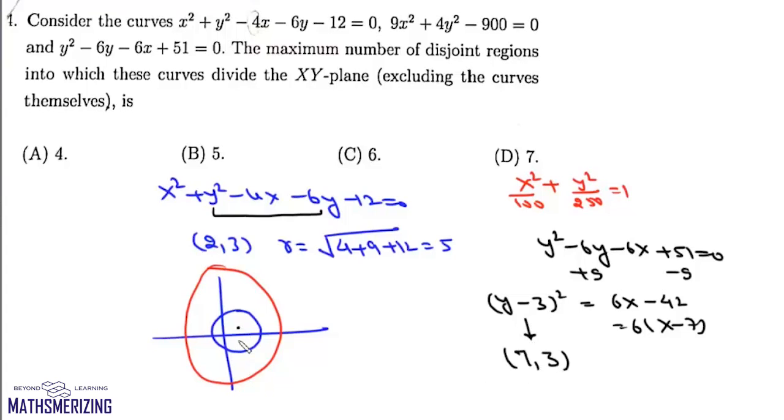Now the center of this circle is at (2, 3) and radius is 5. So this point is (7, 3), which is the vertex of the parabola. So if we draw this parabola, it will be drawn like this. Now the maximum number of disjoint regions in this xy plane will be, now we have 1 region and then 2, 3, 4 and 5. There will be 5 such regions, which is your option number B.